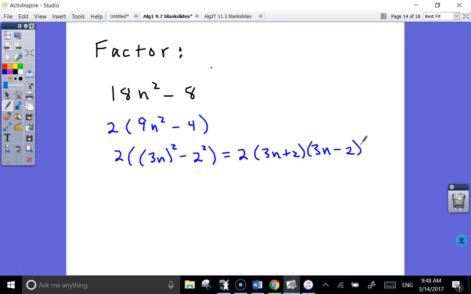So when it says combination, the combination is always the greatest common factor, and then there's something else. It's usually a difference of squares or the simple quadratic trinomial. You got to be on the lookout for that.